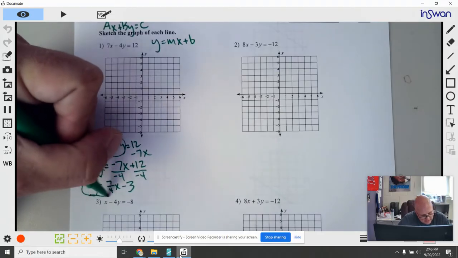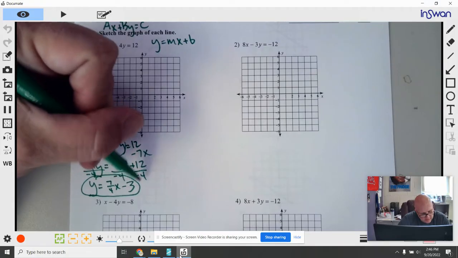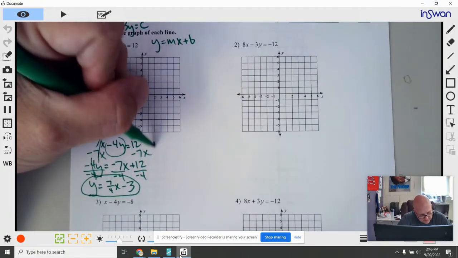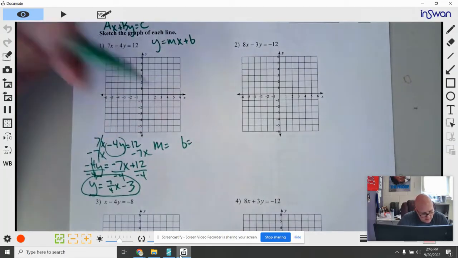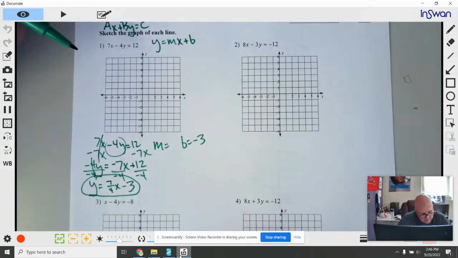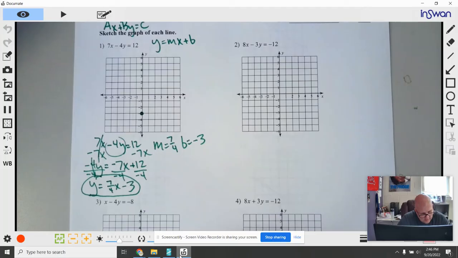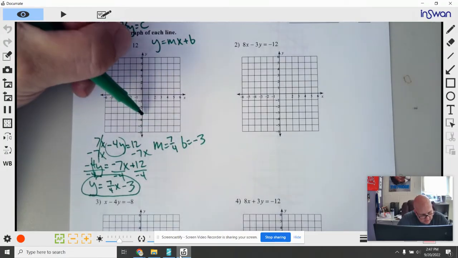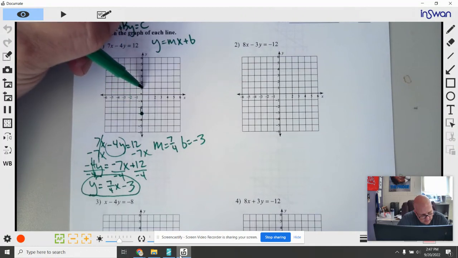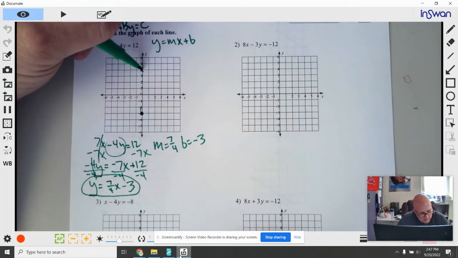So now that I have that equation in slope-intercept form, I can go ahead and do my work to graph it. I'm going to come over here and write m equals and b equals. Okay, so my b is negative 3. My m is 7/4. So that means I'll start here at negative 3 for my y-intercept, and then from there I'm going to go up 7 because that's positive. So up 1, 2, 3, 4, 5, 6, 7. And then I have to run to the right 4.